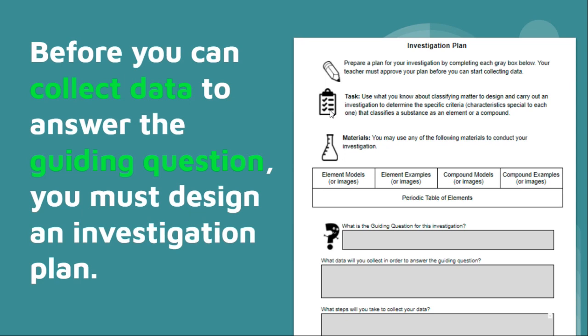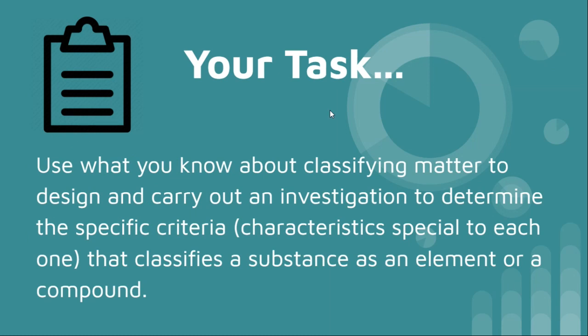First, let's talk about your task in this investigation. Your task is to use what you know about classifying matter to design and carry out an investigation to determine the specific criteria. Remember, criteria are characteristics that are special to each one that classifies a substance as an element or a compound. So that's a lot of words to basically say you're trying to figure out the characteristics of an element and the characteristics of a compound.